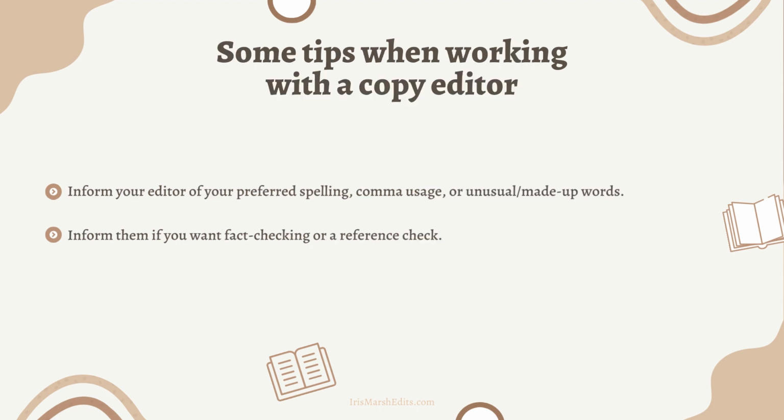So if you already know you have words with multiple spellings, give your editor your preferred way. This also applies to Oxford commas, terminal commas, and internal commas. Basically anything you already know that you want in your manuscript and that you think the copy editor might need, just let them know. And if there are any made-up words or unusual words, let your editor know how you want it spelled.